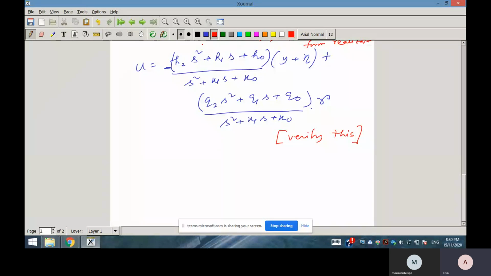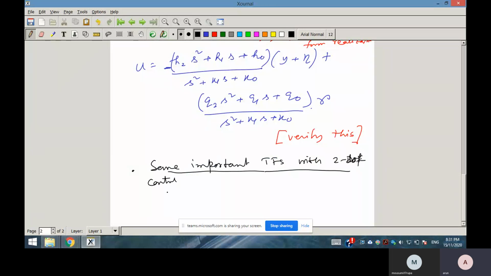So some important transfer functions with 2DF control. What are those important transfer functions? The same important transfer functions I have also obtained before. For example, r to y. The r to y transfer function in the case of 2 degree of freedom control will be what?